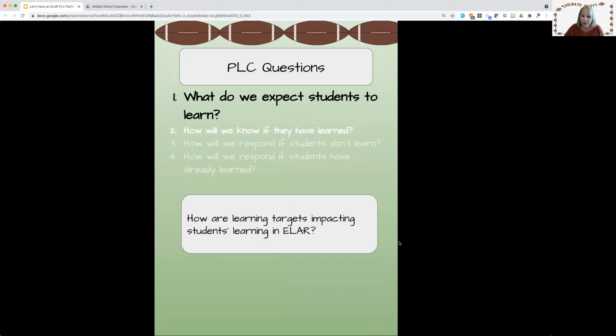All right, so how are we doing with this PLC process and using our PLC questions? Last time we talked about question number 1, what do we expect students to learn?